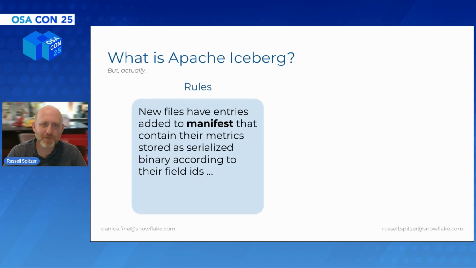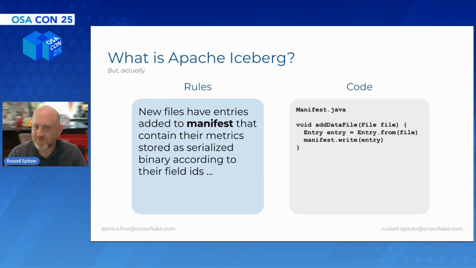So for example, when we talk about how to add files, we say new files have entries added to a manifest that contain their metrics stored as serialized binary, so on and so forth. Basically, a lot of English explaining how you actually do something with an Apache Iceberg table. But the Apache Iceberg project also has a reference implementation in code backing all of this up, where we actually have Java code which implements this set of rules.